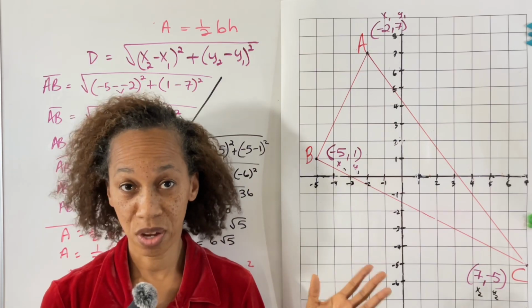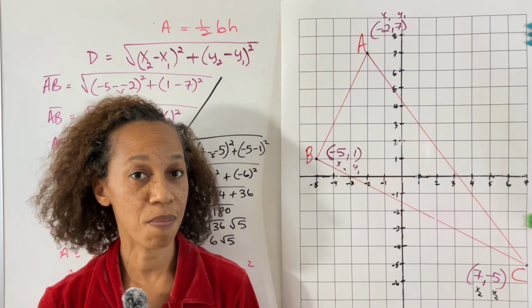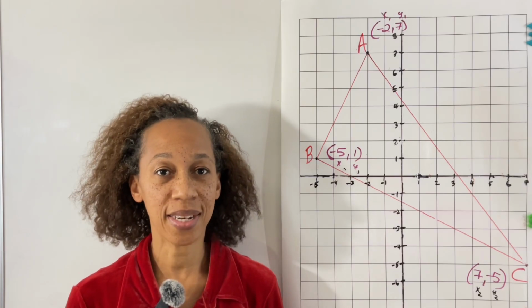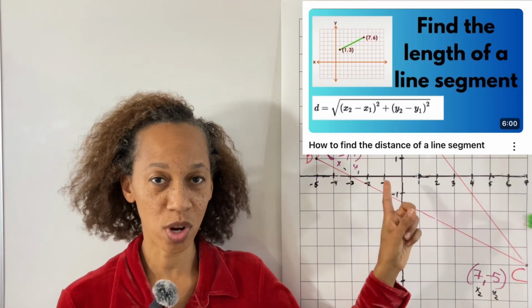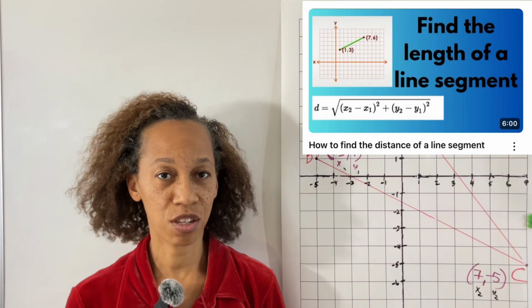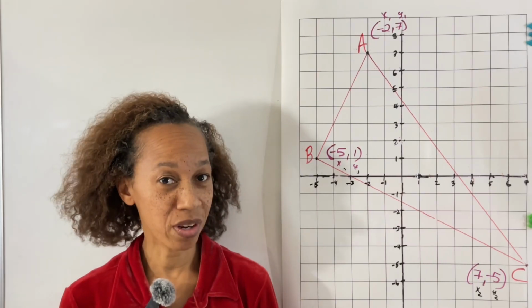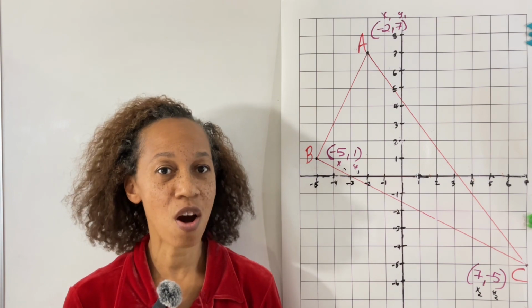This is the third method to find the area of the triangle. If you need extra help on how to apply the distance formula, you can go back and watch my video on the distance formula, and that will help you tremendously. Let's get into the fourth method of how to find the area of a given triangle.